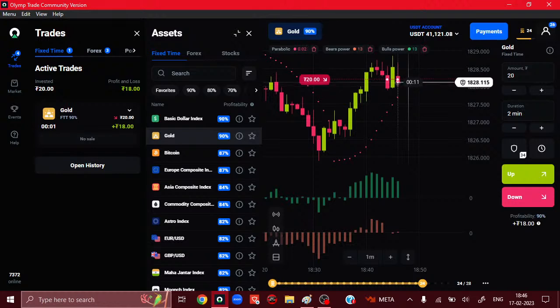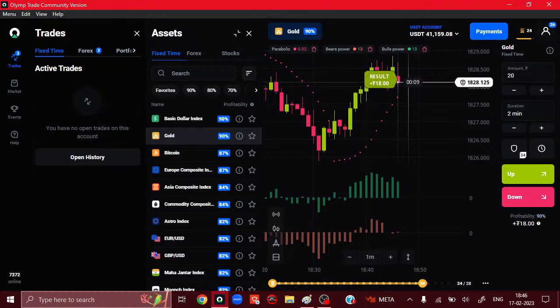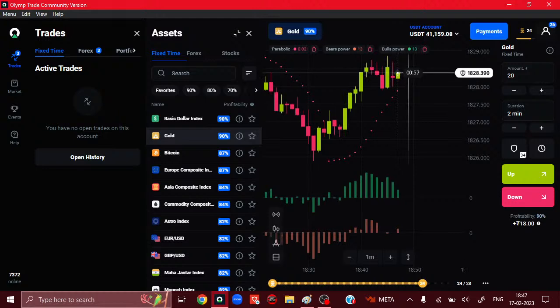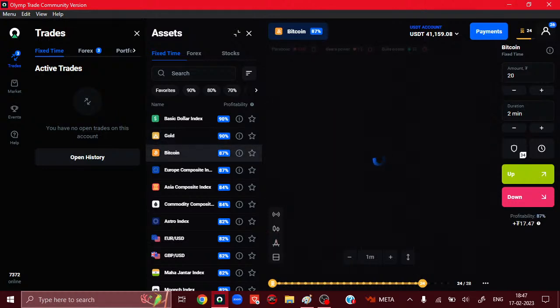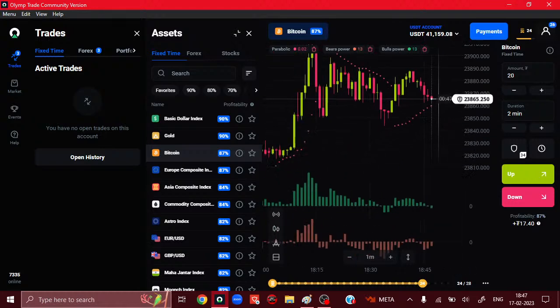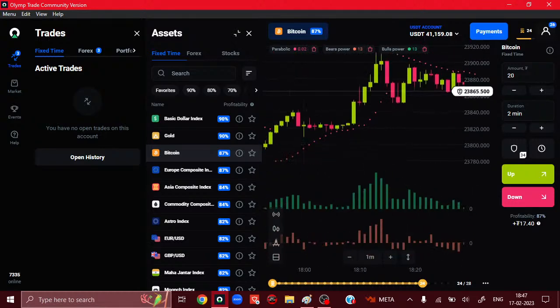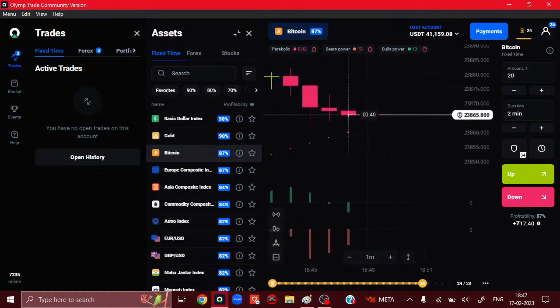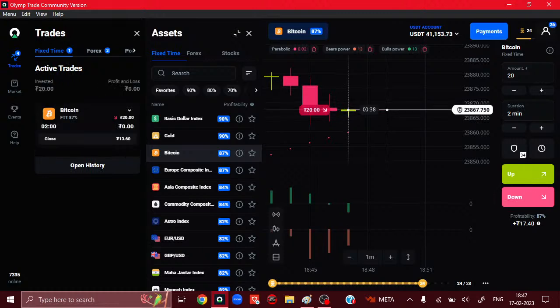Okay, so we won this trade. The overall profit now is 43 plus 18, comes out to be 61 USD. Let us try to find another entry. Now let us use the confrontation strategy. In Bitcoin also, I think we have an entry for a downside trade. However, the parabolic has not shifted yet, but the bull's power and bear's power, both of them are indicating in the downward direction.